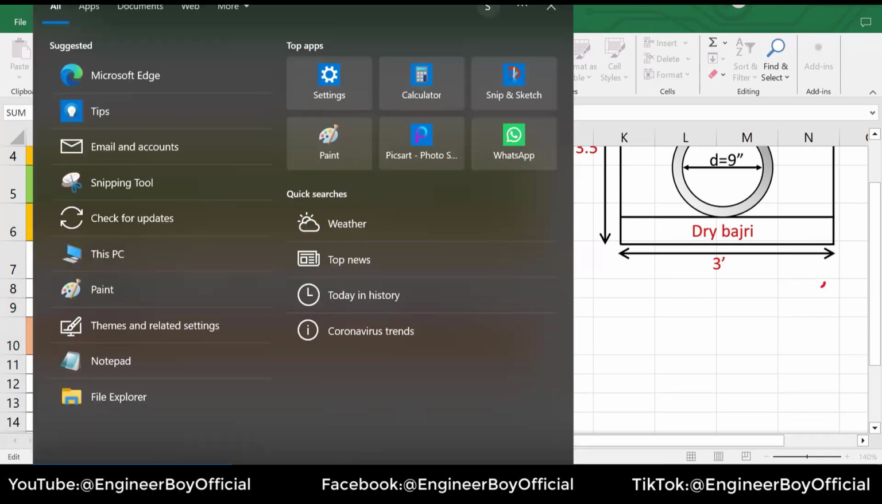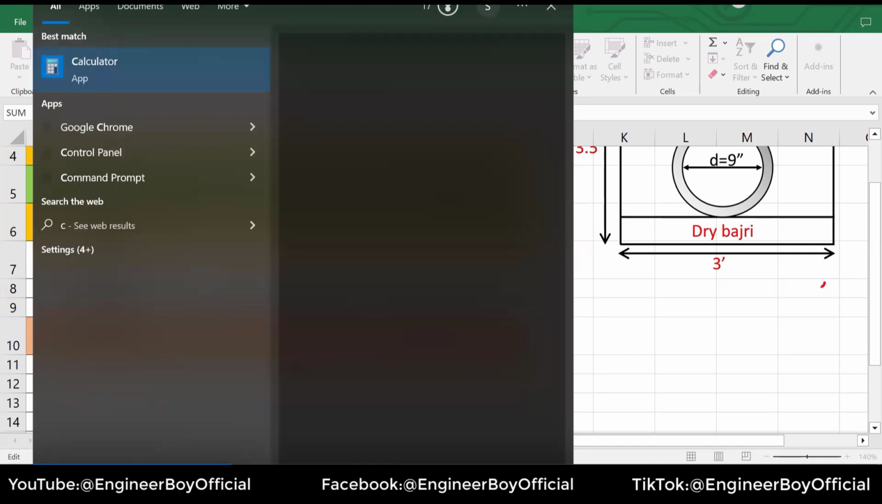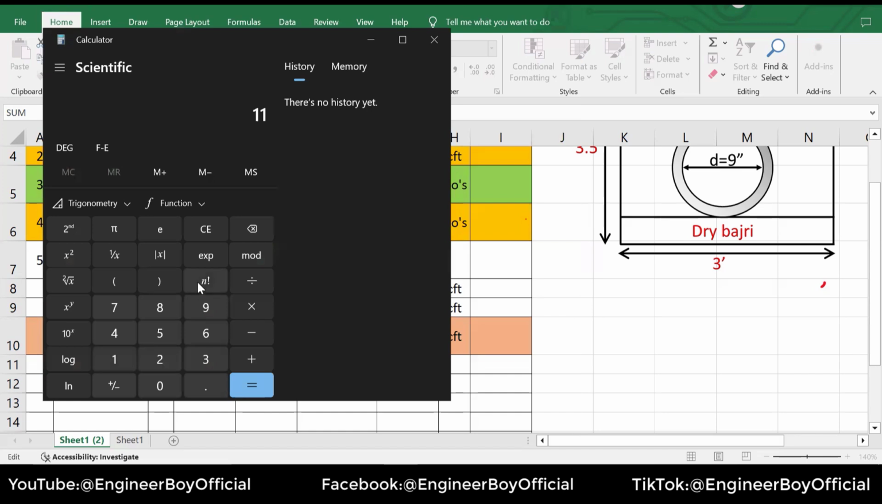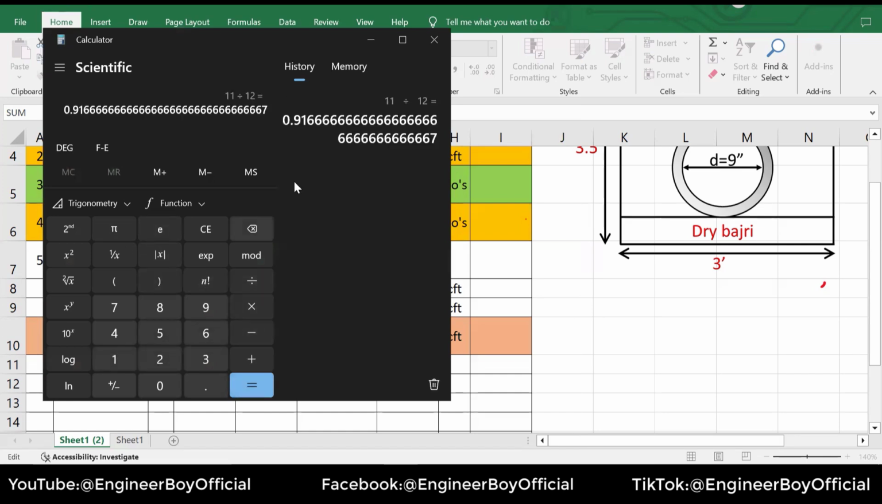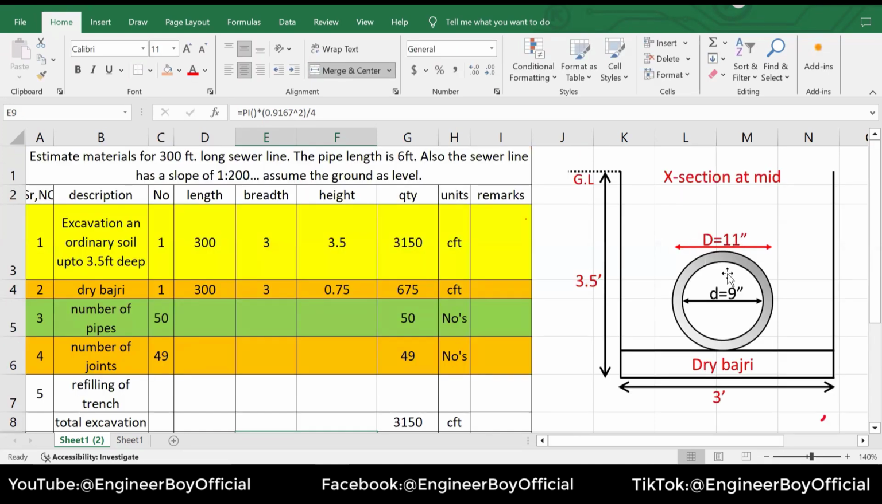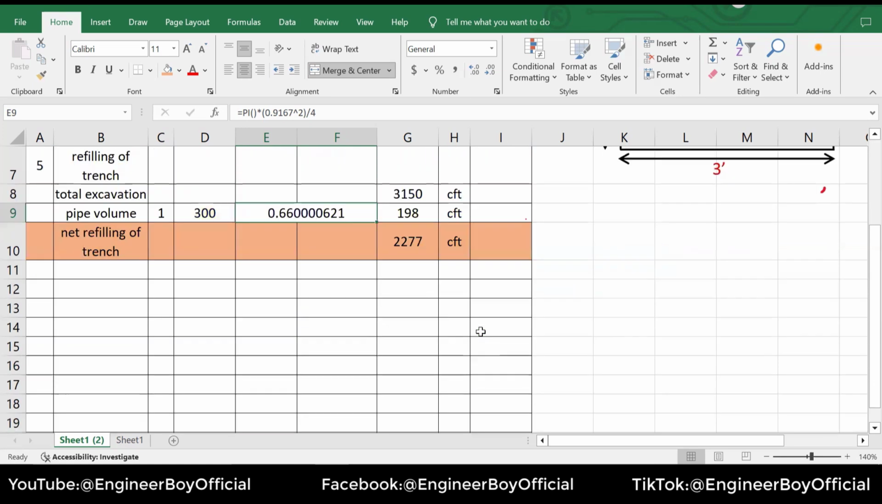11 inches is in inches, but we're going to put the value in feet. If you have a calculator, 11 by 12 is something like 0.916, and we have put it over here, 0.916. So 11 inches, that is the external diameter, is in inches, but we will put that value in feet because all other dimensions are given in feet, okay? So that's the reason.